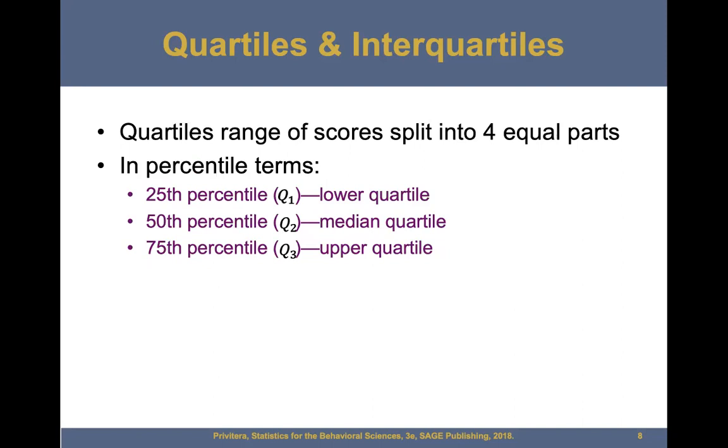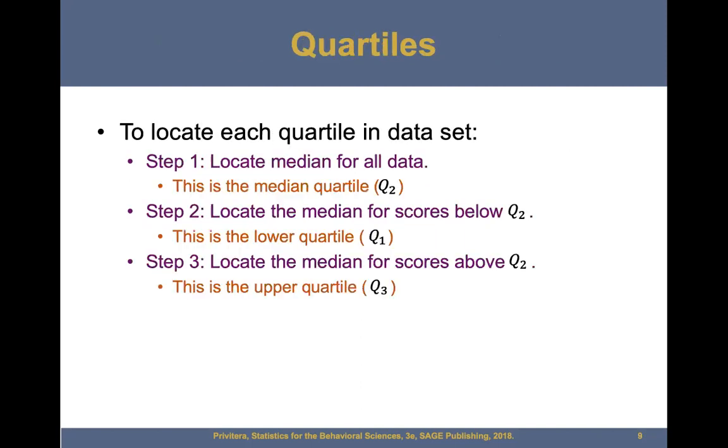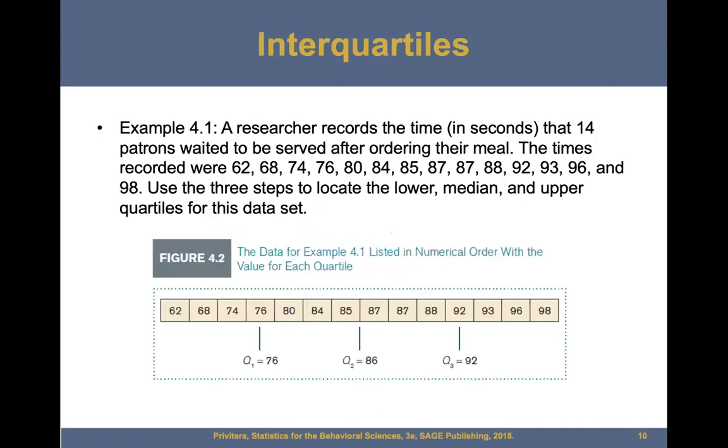In terms of quartiles and interquartiles: lower quartile, 25th percentile. I'm going to show you this visually in a moment. 50th percentile, median, quartile 2, 75th percentile, quartile 3. So how do we do that? Locate the median for all the data. Your midpoint, that's the median, quartile 2. Lower quartile is halfway between the minimum and that, upper quartile is halfway between that and the maximum. And this is a much better way to explain that. You see what that looks like.